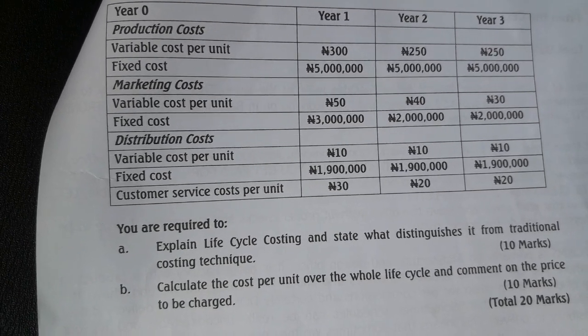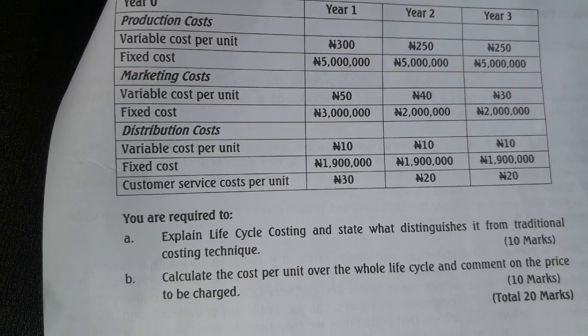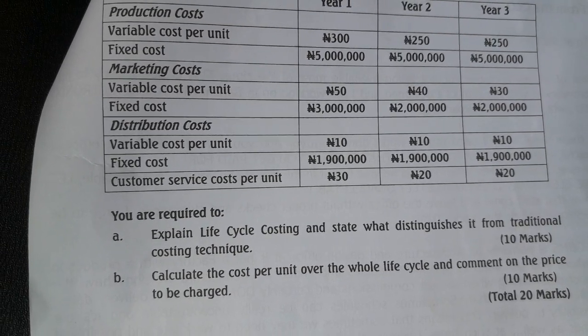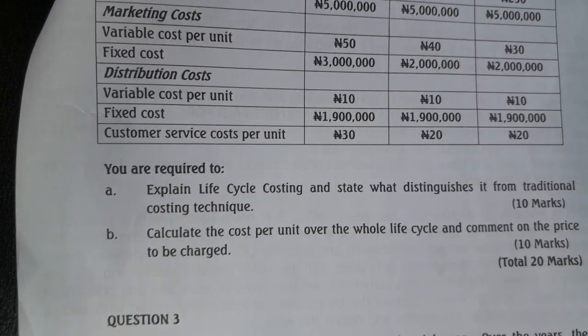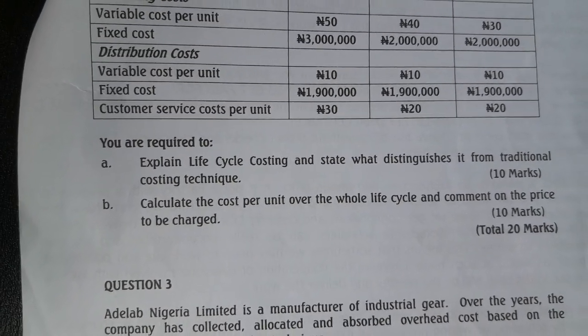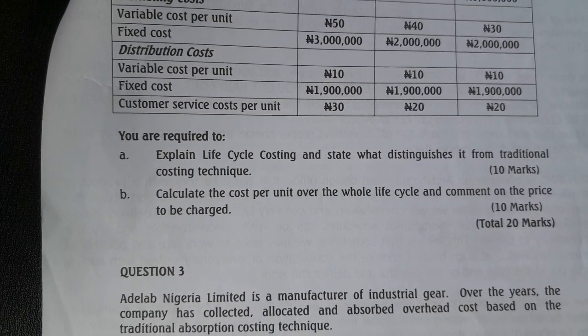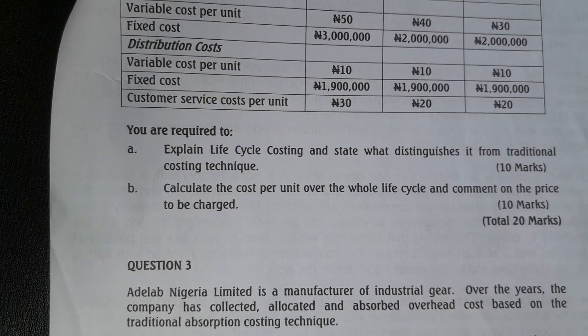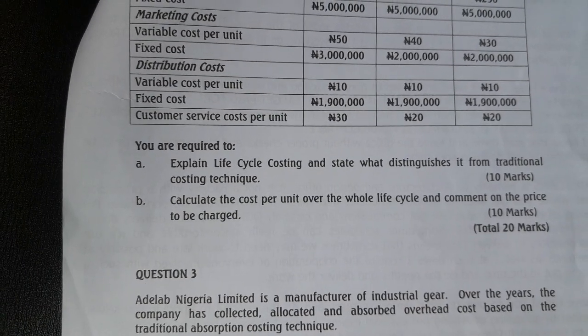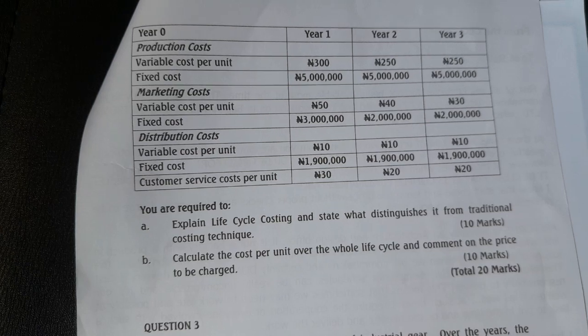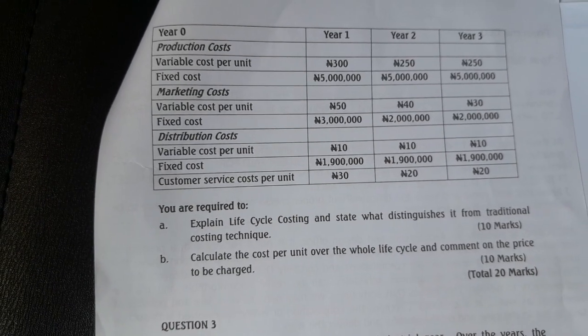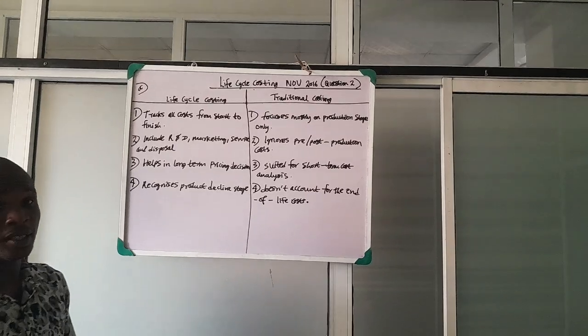We have variable cost per unit, fixed costs, distribution costs. We have variable cost per unit, fixed costs, customer service costs per unit. You are required to explain life cycle costing and state what distinguishes it from traditional costing technique. Calculate the cost per unit over the whole life cycle and comment on the price to be charged.